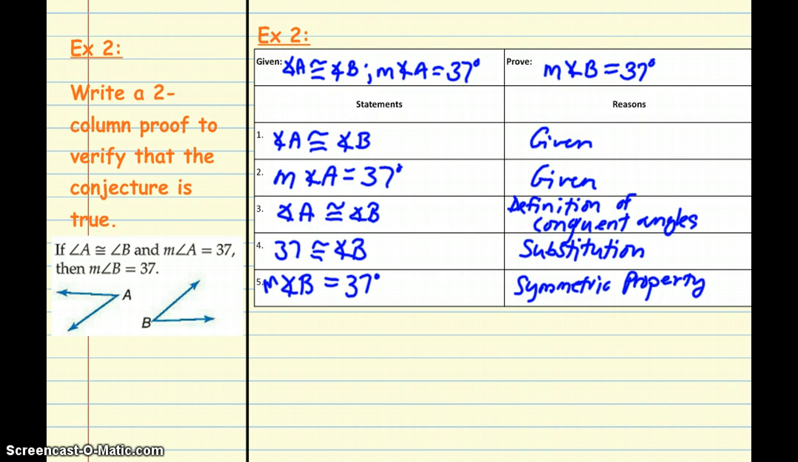The reason why I use the symmetric property is because we're trying to prove that the measure of angle B is equal to 37 degrees, so we want to put it on the left-hand side, just so there's some continuity for it. So there you have it, folks, algebraic and geometric properties and two-column proofs.